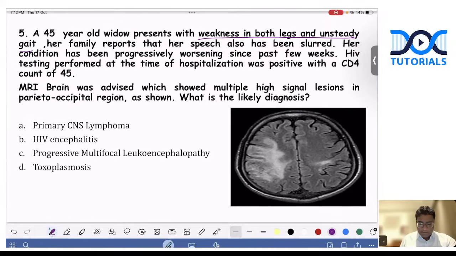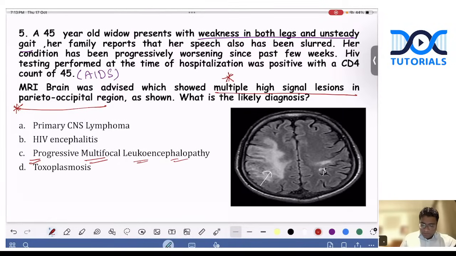So she has AIDS, right? She has HIV and a CD4 count of less than 50. An MRI brain was advised, which shows multiple high signal lesions in the parieto-occipital region. As the image shows, in the parietal and occipital regions, you are seeing high signal changes. What is the likely diagnosis? Basically, an AIDS patient with parieto-occipital involvement and multiple patchy lesions, multifocal, with white matter involvement. This is progressive multifocal leukoencephalopathy.